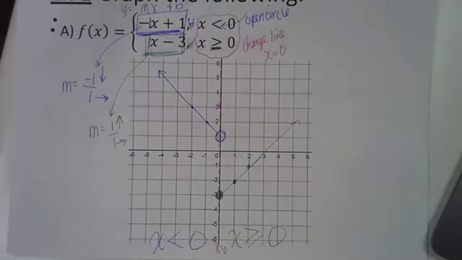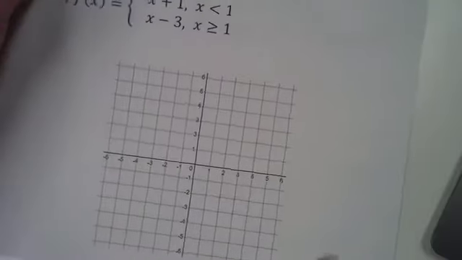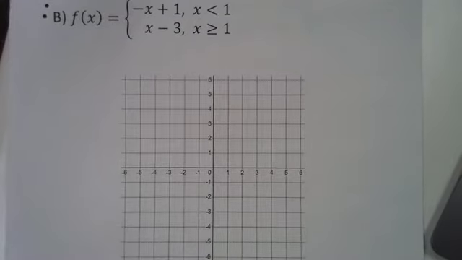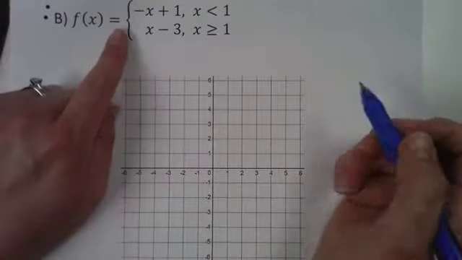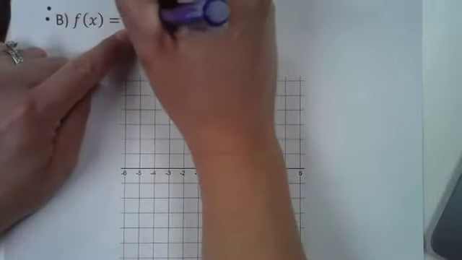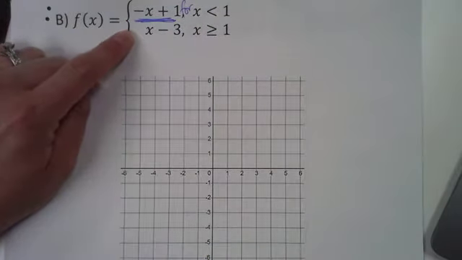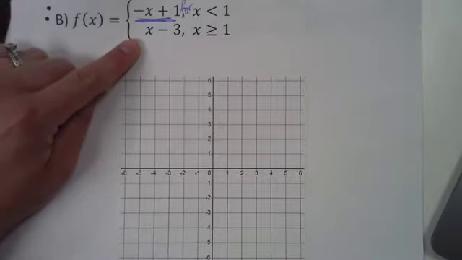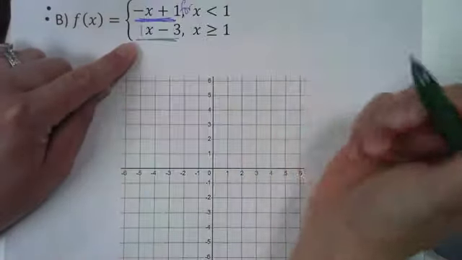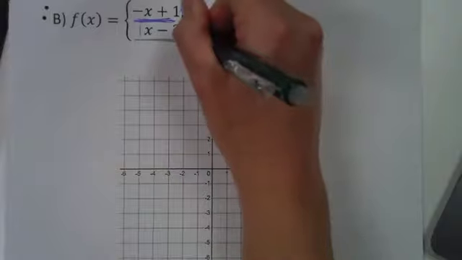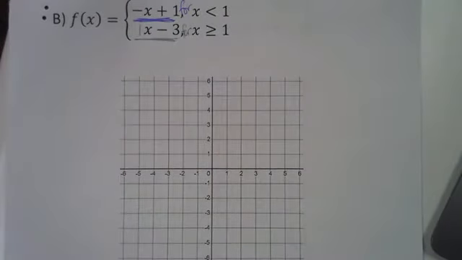Okay. Let's try some more. We have our function here, -x plus 1, for x is less than 1, and our function 1x minus 3 for x values greater than or equal to 1. And we're going to make a little sketch.